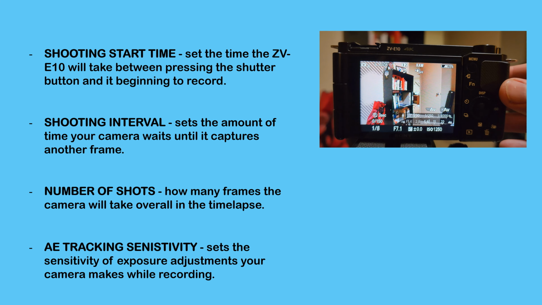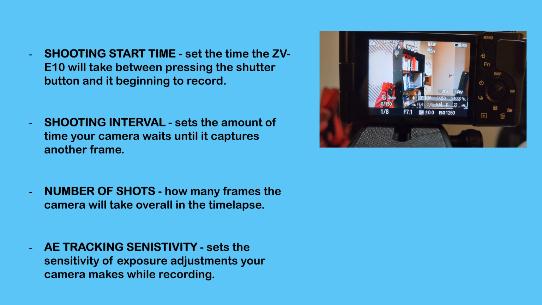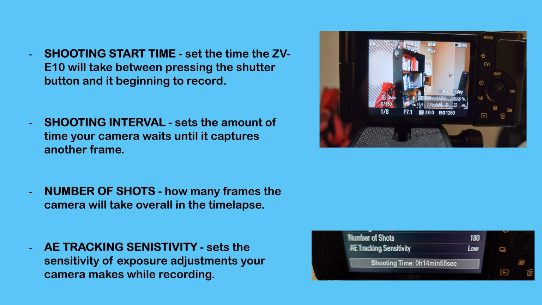AE Tracking Sensitivity will set the sensitivity of any exposure adjustments your camera makes while recording your time-lapse. As these settings are changed, the ZV-E10 displays an overall shooting time on the bottom of its display. This is the time your camera will spend taking your time-lapse video and not the length of the time-lapse itself.